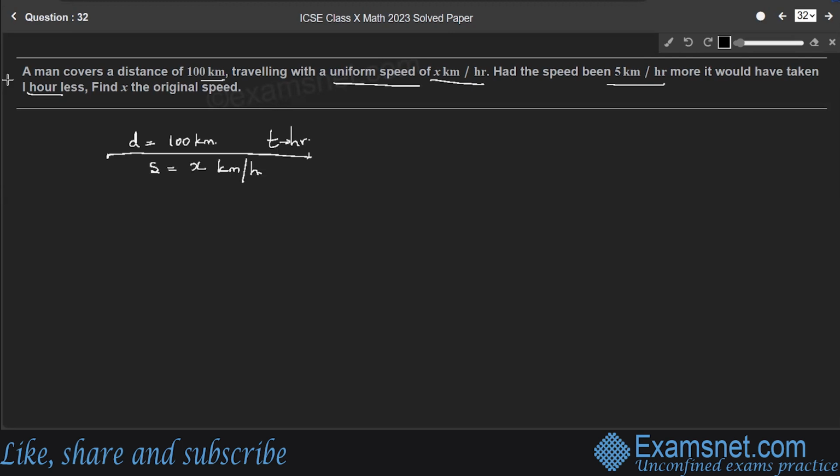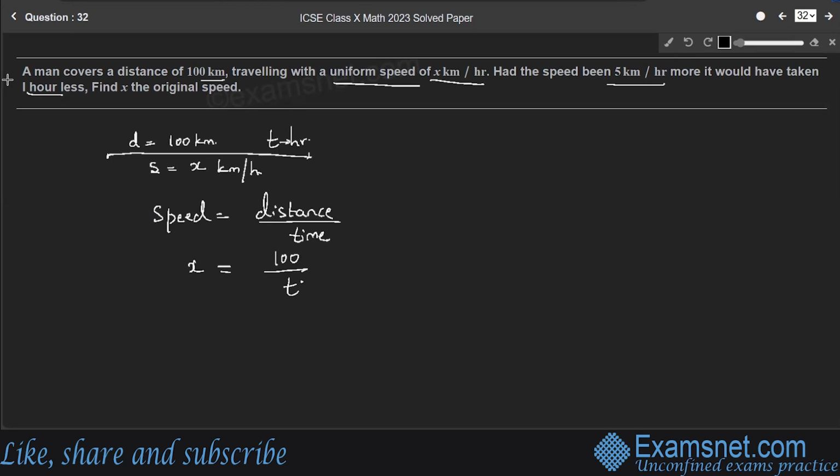We know the relation between speed, distance and time: speed is equal to distance by time. Here we'll consider x as speed. x is equal to distance 100 km by t, the time. So x is equal to 100 by t.